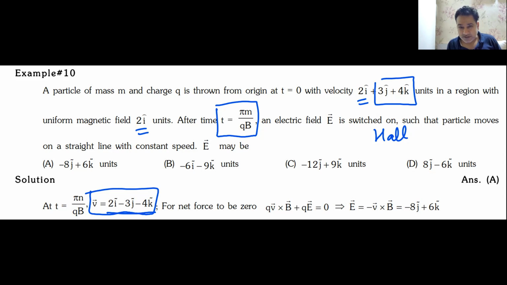That means the magnetic force and the electric force have to cancel out. So QV cross B plus Q into E must cancel each other out. So the E vector becomes minus of V cross B. Now you know the value of V, and you now know the value of B. You take the negative cross product of this, and that will land you with the answer. Do we understand this, bacha?